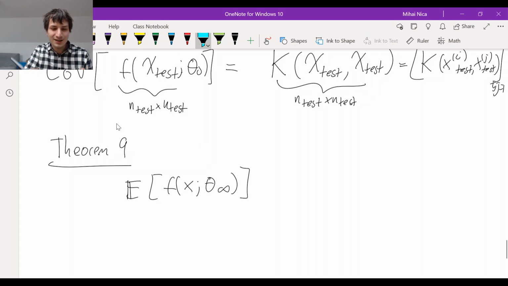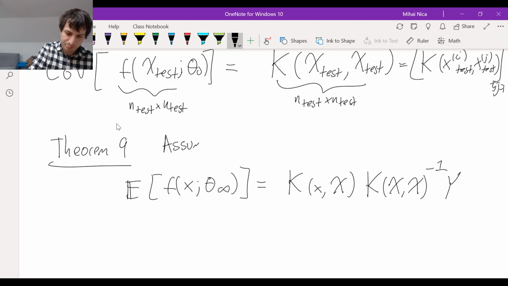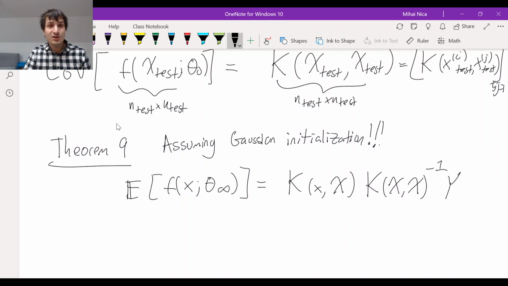So at time infinity, the expected value is equal to this: k of x, k of X inverse times y. And this is assuming Gaussian initialization. Okay, so if you start with the Gaussian initialization, you end up with this.